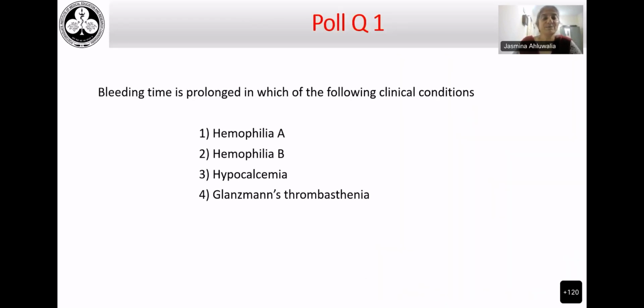So with this, I come to the first poll question. Bleeding time is likely to be prolonged in which of the following clinical conditions? Hemophilia A, hemophilia B, hypocalcemia, or Glanzmann's thrombasthenia. Please put your answers there, and the host will then let me know what you have polled.